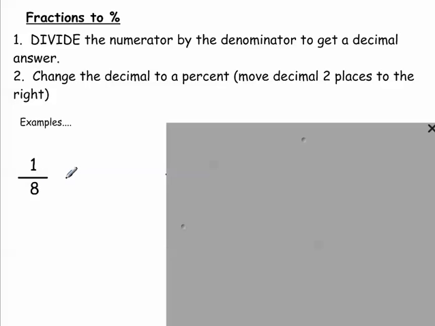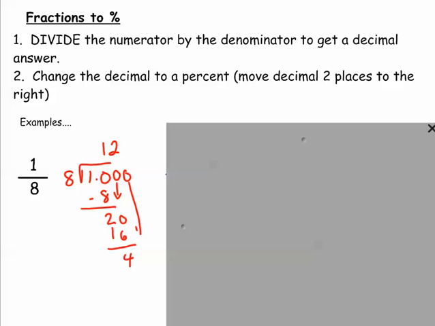So if I have 1/8, I'm going to divide the numerator by the denominator. So 8 goes into 10 one time. Bring down another 0. 8 goes into 20 twice. That's 16. Bring down a 0. 8 goes into 40 5 times. I can stop now. Bring up my decimal. So now once I have my decimal, I'm going to turn my decimal into percent. Remember, the rule is, if I'm going from a decimal to a percent, I simply move my decimal over 2 places, and it's 12.5%. That's my new percent.